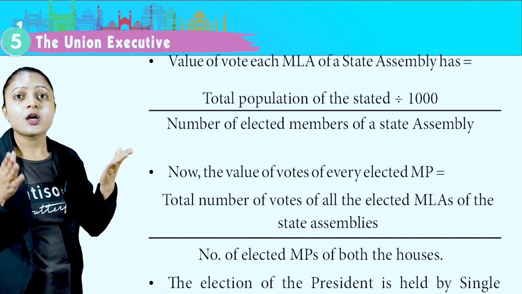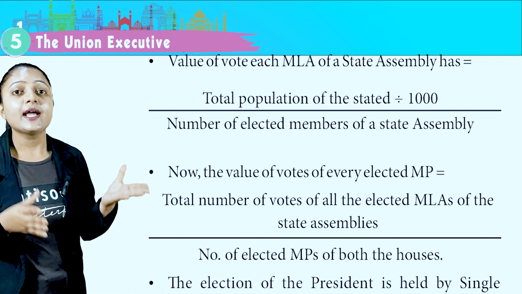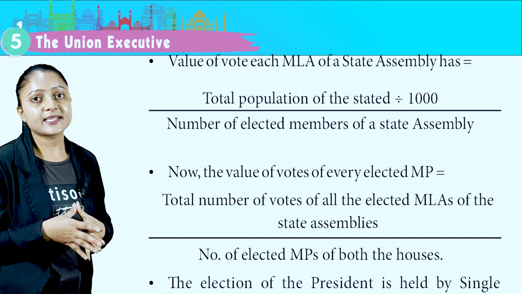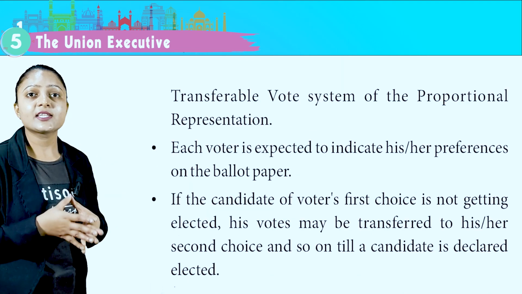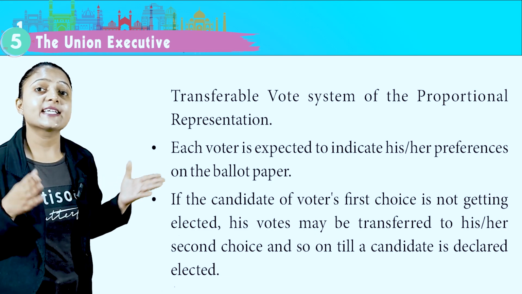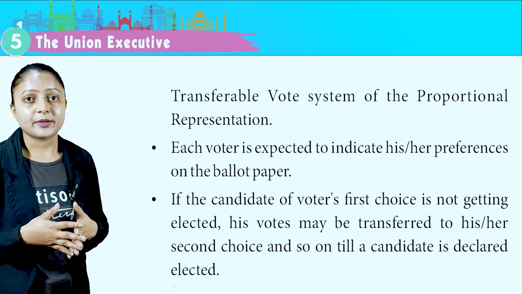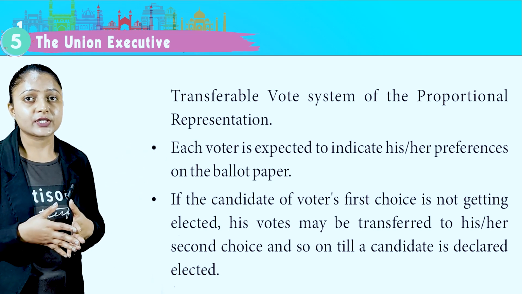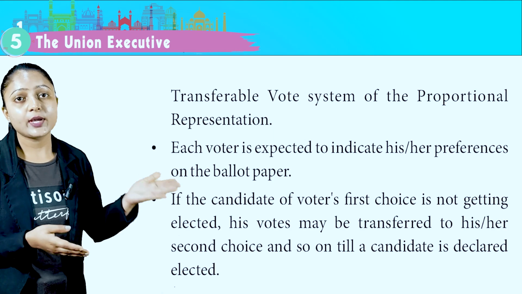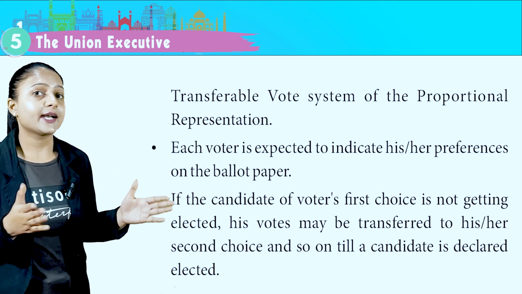Total number of votes of all the elected MLAs of the state assemblies divided by number of elected MPs of both the houses. The election of the President is held by single transferable vote system of the proportional representation. Each voter is expected to indicate his/her preference on the ballot paper. If the candidate of voters' first choice is not getting elected, his votes may be transferred to his/her second choice, and so on till a candidate is declared elected.